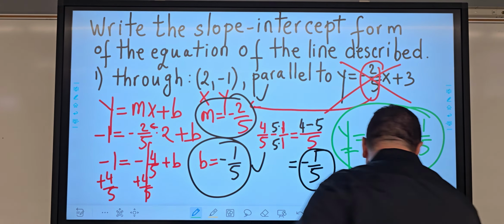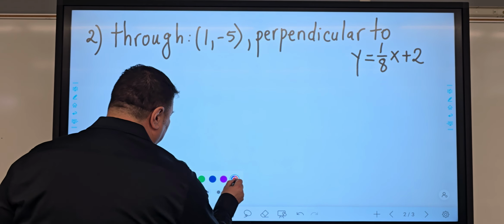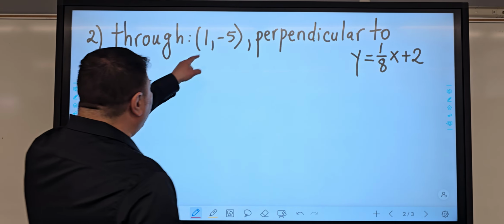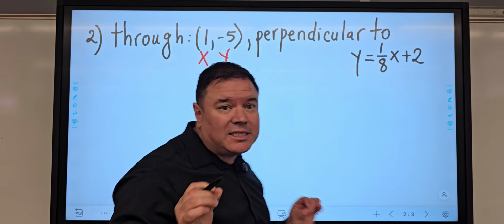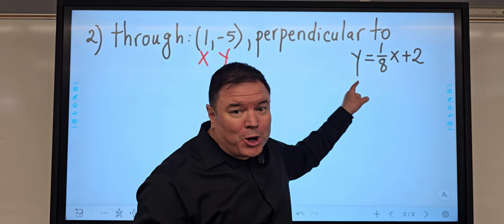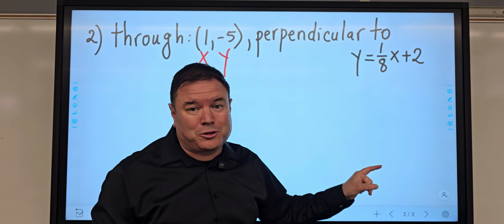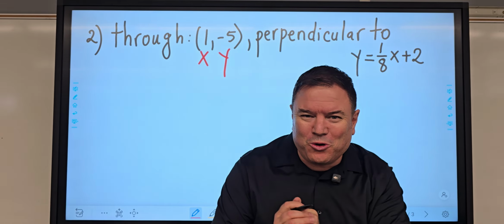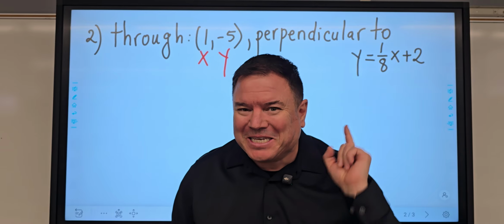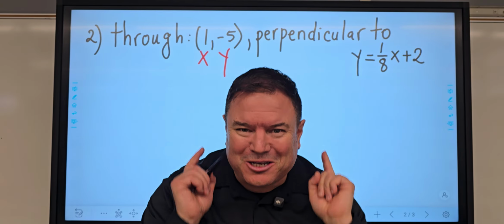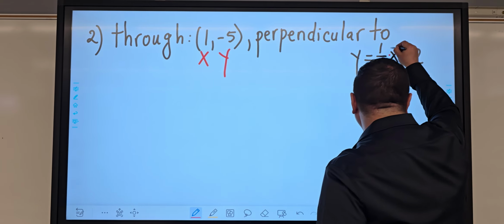Let's continue with another example here. In this case, we have the line is going through (1, -5). Remember, label right away x and y. And in this case it is perpendicular to y equals 1/8x plus 2. Question I have for you: do we still have to steal the slope? And the answer is yes. We are going to continue to steal the slope. Let's steal the slope first.